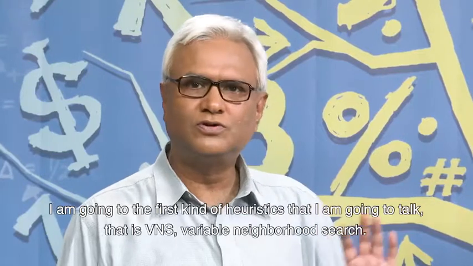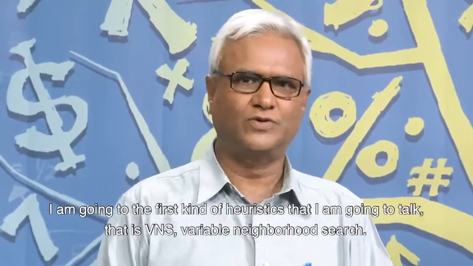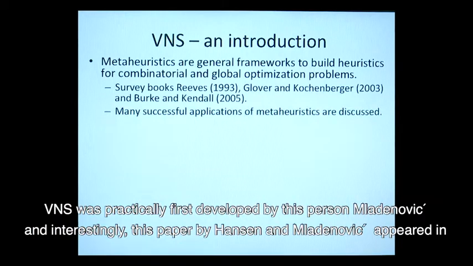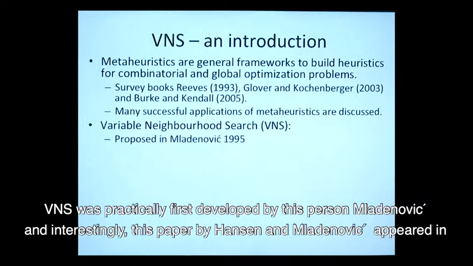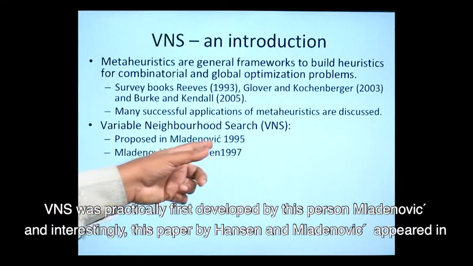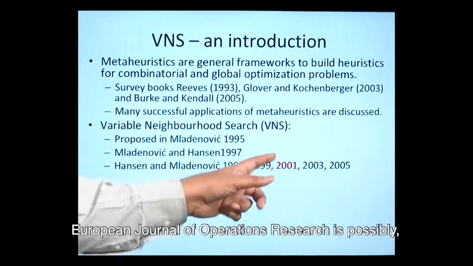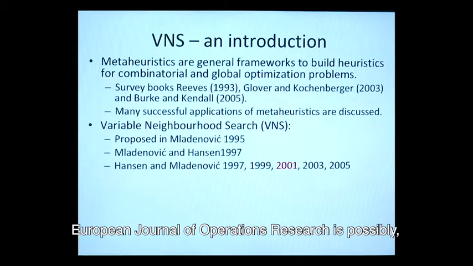So, I am going to the first kind of heuristics that I am going to talk about, that is VNS, variable neighborhood search, and VNS was practically first developed by Mladenovic, and interestingly this paper by Hansen and Mladenovic appeared in European Journal of Operational Research.